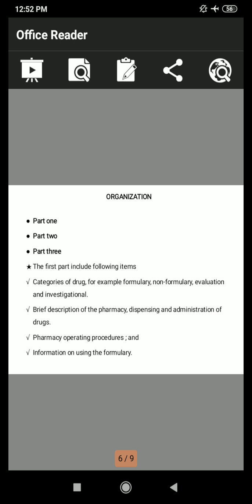Then the format and appearance of the formulary is selected as per the suitability of the hospital. The size of the formulary should be easy to carry. Pocket size is preferred, and copies of the formulary should be made available at each patient care unit, emergency rooms, and be given to all members of the medical staff.